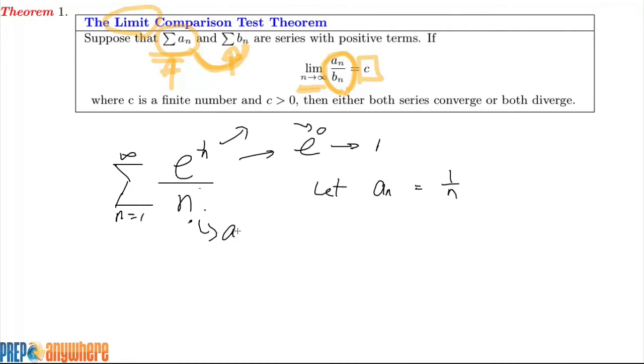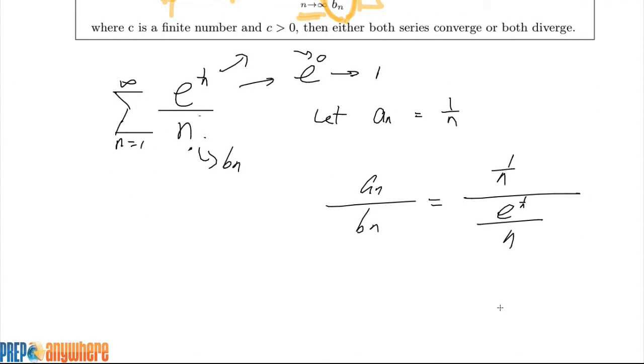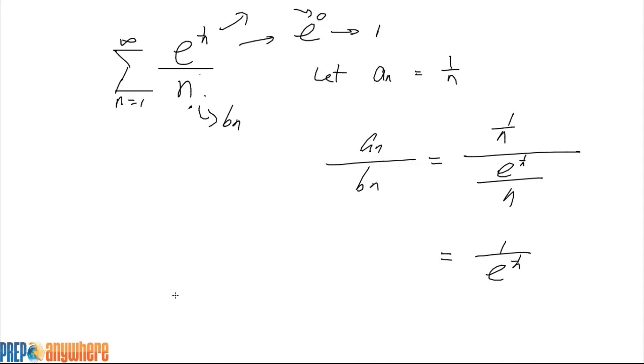We're letting this be b_n. Let's do a_n over b_n. a_n over b_n is going to be 1 over n, and we're going to get 1 over e to the power 1 over n. Now you do the limit, like that, and we're going to get 1 over 1. It's a constant that's greater than 0.